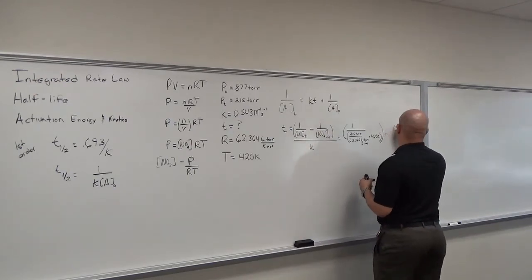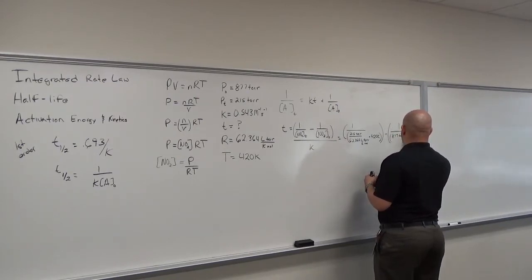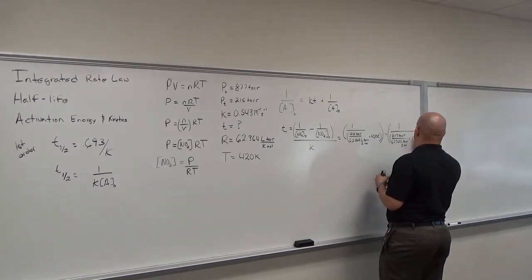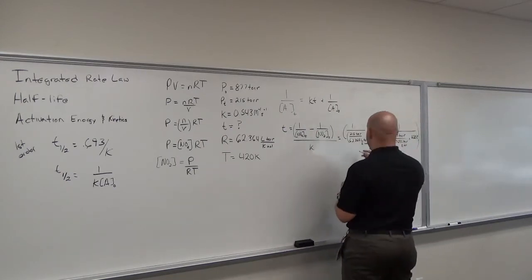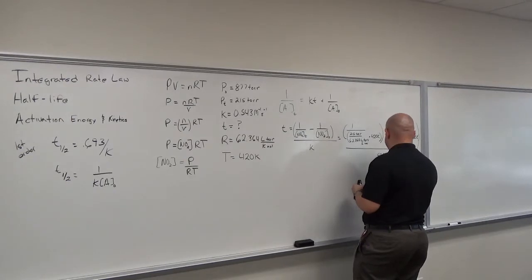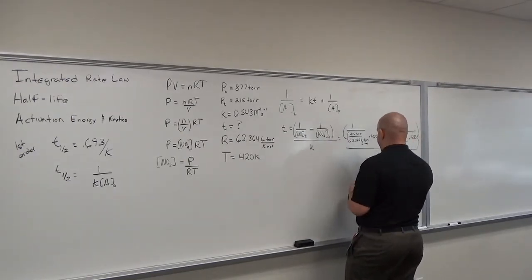Minus 1 over 877 torr all over 62.364 liter torr Kelvin mole times 420 Kelvin. And this is all over 0.543 molar to the -1, seconds to the -1.